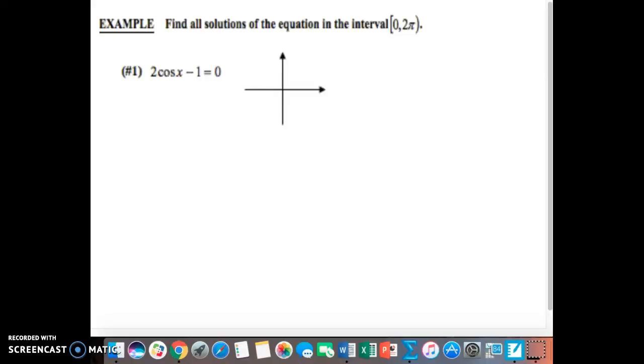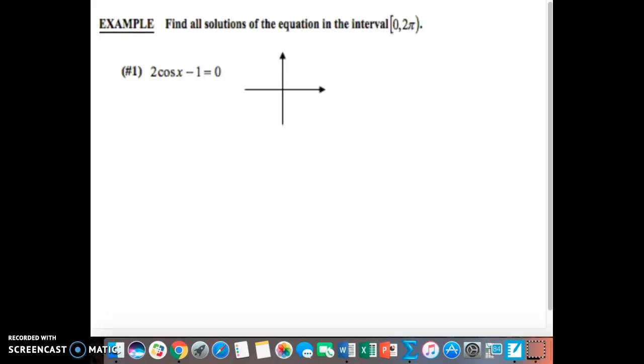This is Miss Steele's Precalculus class, section 7.5, day 1. We're going to be talking about and learning how to solve trigonometric equations. So examples 1 and 2 ask us to find all solutions of the equation in the interval 0 to 2 pi. So number 1, we have 2 times cosine of x minus 1 equals 0.